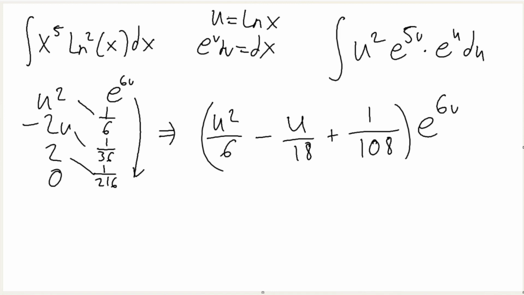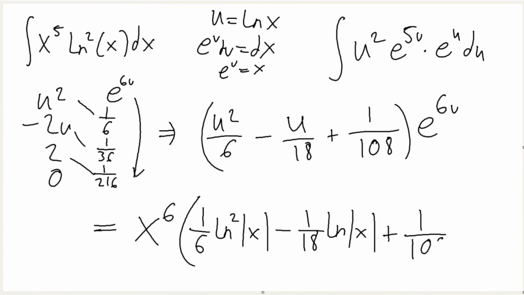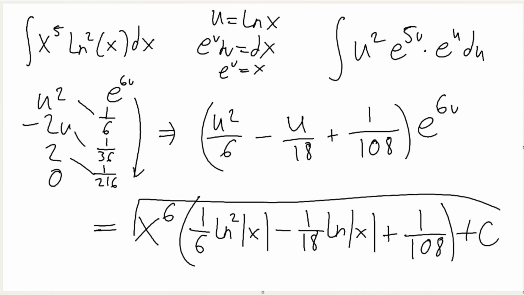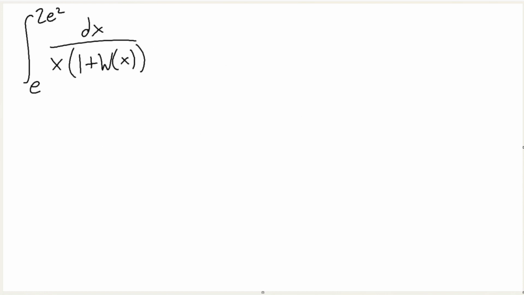Okay, but don't forget that e to the u is equal to x. So the answer is x to the power of 6 times 1 over 6 ln squared of x, minus 1 over 18 ln of x, plus 1 over 108, and then plus c. And that's our answer. Okay, don't freak out.